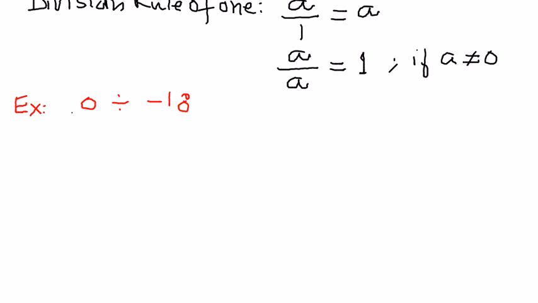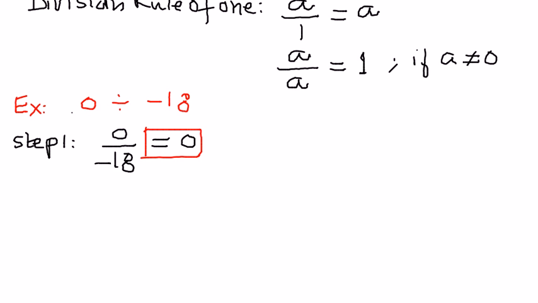Okay, so how do we do this? The way we want to write it out is as follows. Step number 1, 0 divided by negative 18. According to the division rule of 0, 0 divided by any number is going to be equal to 0. So therefore, this value is equal to 0. We just applied the rule and we got the answer, and this is where we want to leave it.